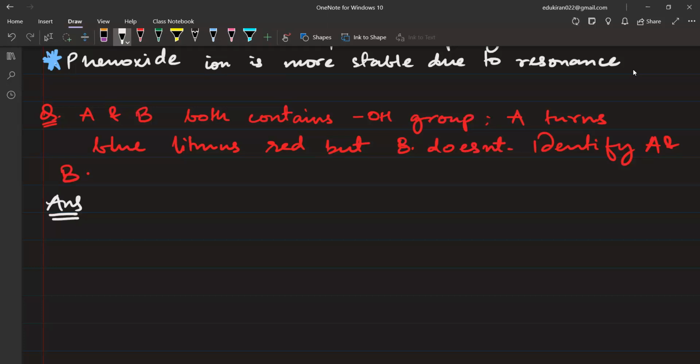The simple answer will be: A turns blue litmus red, but B doesn't. So here you write A is phenol, B is alcohol, because phenol is more acidic than alcohol.